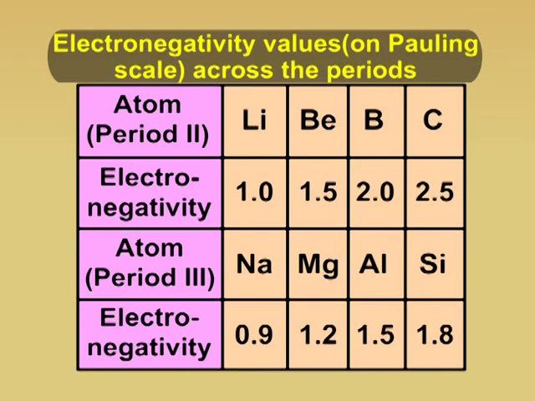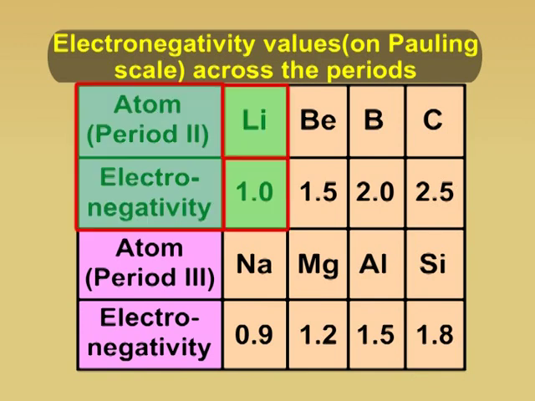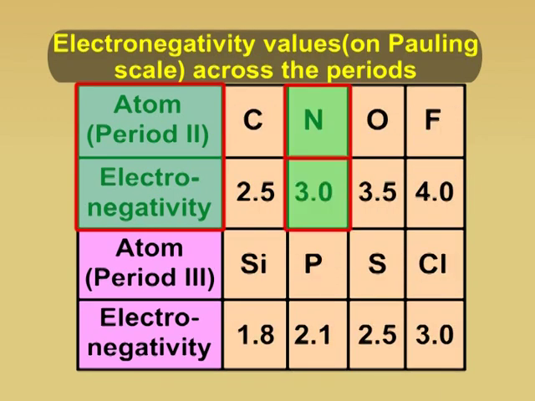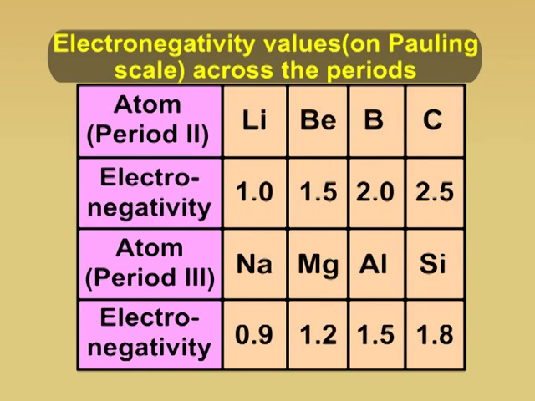For atoms of the period 2, electronegativity of lithium is 1. For beryllium it is 1.5. For boron it is 2. For carbon it is 2.5. For nitrogen it is 3. For oxygen it is 3.5. And for fluorine it is 4. Similarly, have a look at the atoms of the period 3 and their electronegativity shown on the second row of the table.